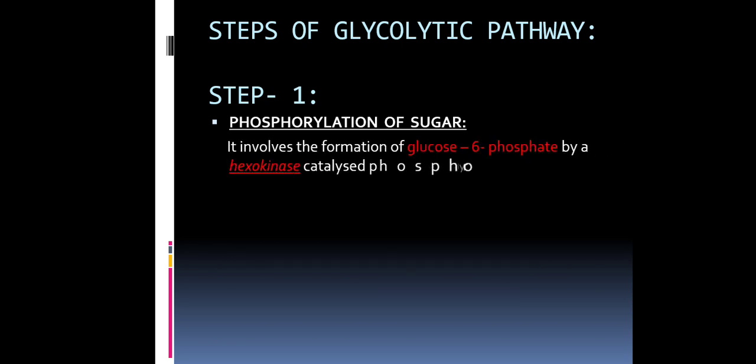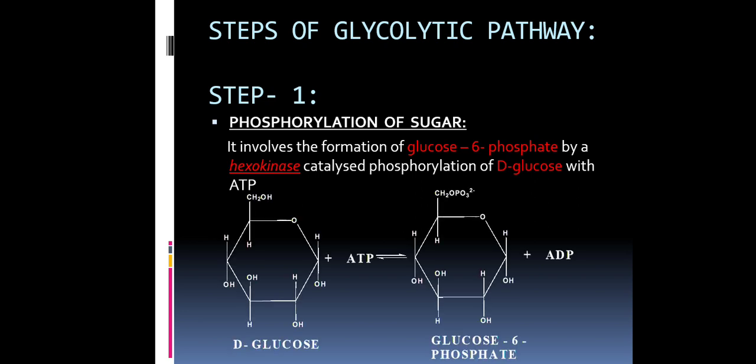This particular step involves the formation of glucose 6-phosphate by hexokinase. That is the catalyst. Hexokinase catalyzes the phosphorylation, as I have told you, of D-glucose with ATP. So when D-glucose is phosphorylated with ATP, what we get is glucose 6-phosphate, which you can clearly see. The left hand side molecule is the glucose. The glucose reacts with ATP.